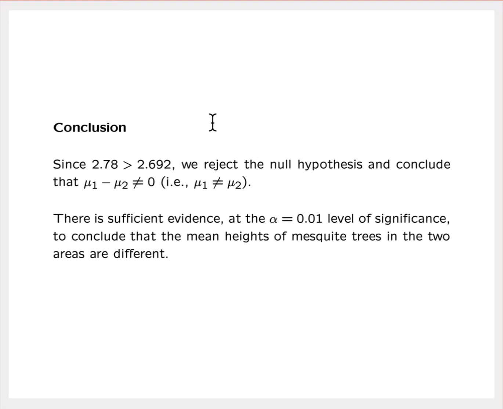So since 2.78 is greater than 2.692, we reject the null hypothesis and conclude that the difference in the population means, mu1 minus mu2, is not equal to 0. In other words, we are concluding that the two population means are different. And so we can conclude that there is sufficient evidence at the 0.01 level of significance to conclude that the mean heights of the mesquite trees in the two areas are in fact different.